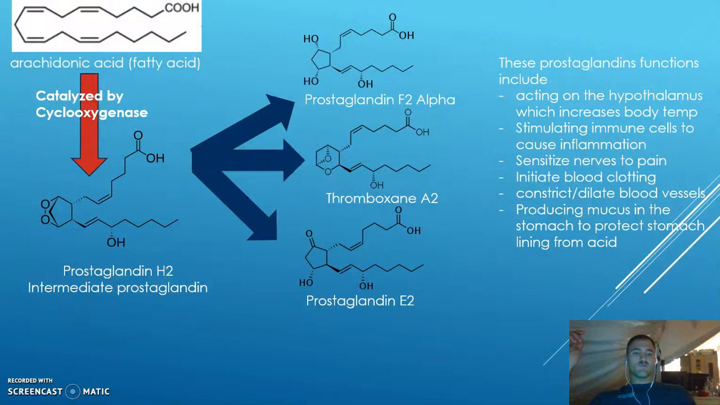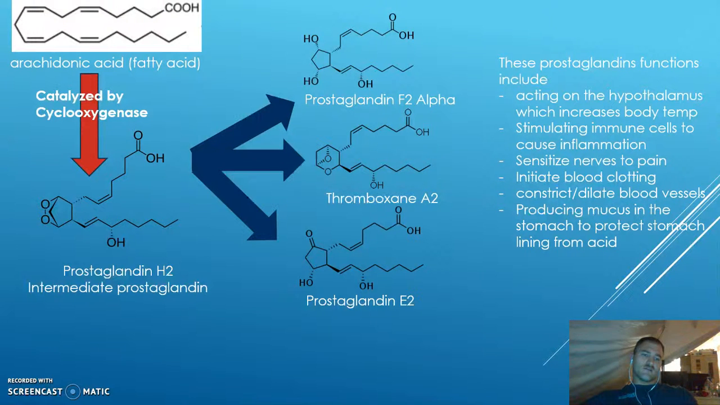Prostaglandins also stimulate immune cells and cause inflammation, so that will release those cells that can fight off infection. It'll sensitize nerves to pain because the prostaglandins will go through cyclooxygenase and then come back and then hit your nerves and send pain receptors to the brain. Prostaglandins can also initiate blood clotting, which can be good or which can be bad. If you cut your finger, it's good for that, but people with heart disease who are at increased risk of blood clots, that's why people will take daily aspirins.